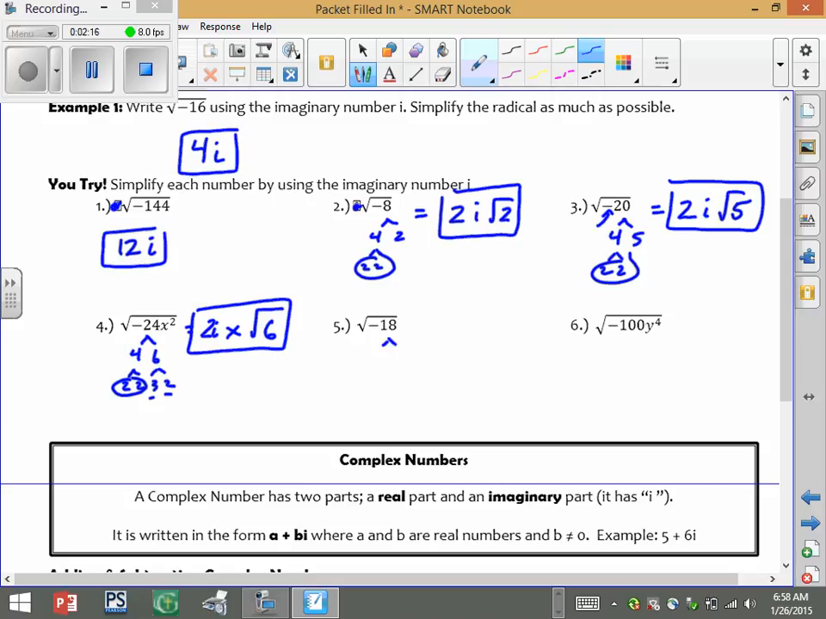Here, 18, so we have 9 times 2. So square root of 9 is 3. So we can pull out a 3. You leave a 2, and there's an i that comes out as well. Here, square root of 100, we know that one, it's 10. You have the y to the 4th, so 2 y's are going to be out. So nothing's left underneath. And then remember to squeeze that i in right next to your number.